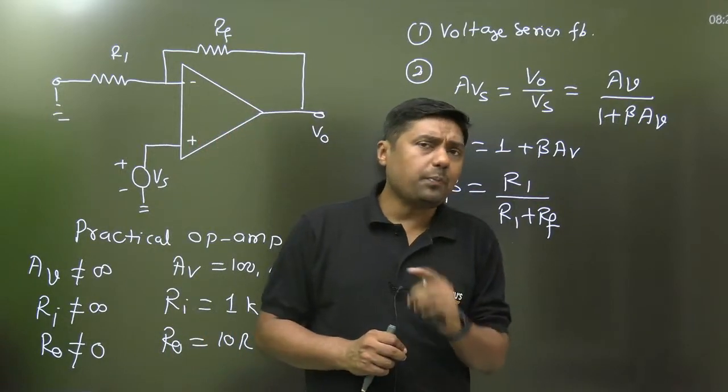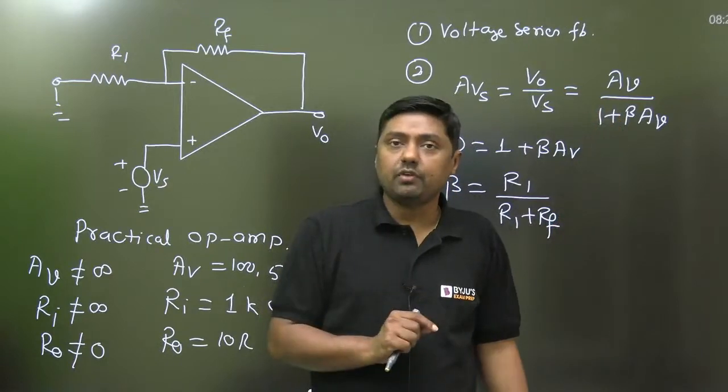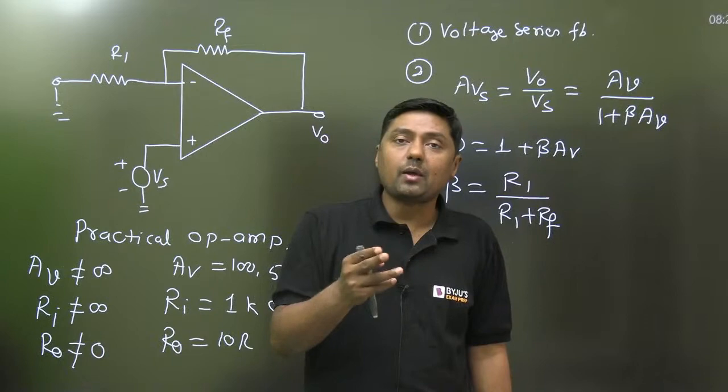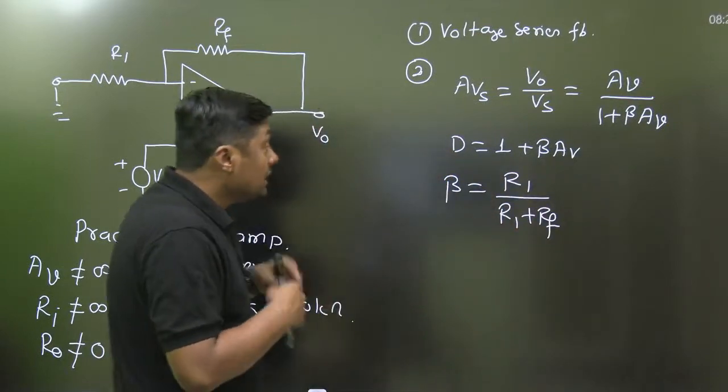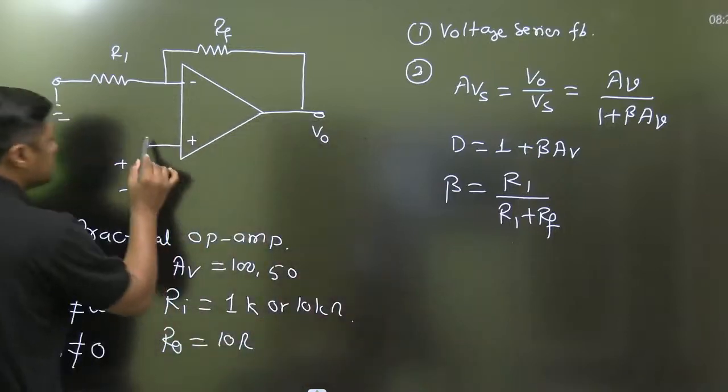Now, what will be the practical questions? First, what is the exact gain? AV upon 1 plus beta AV. What is the beta? R1 upon R1 plus RF. What is the feedback mechanism? Voltage series feedback.